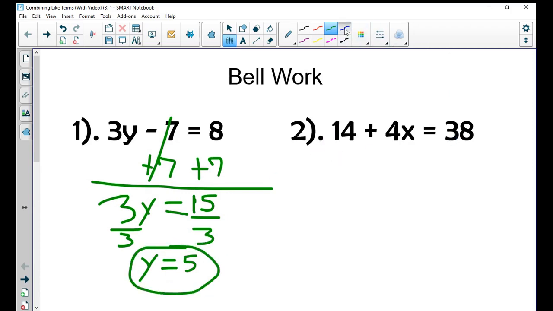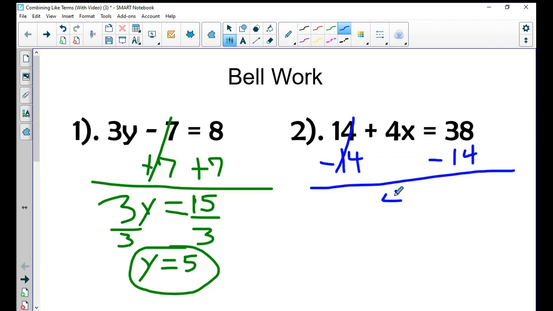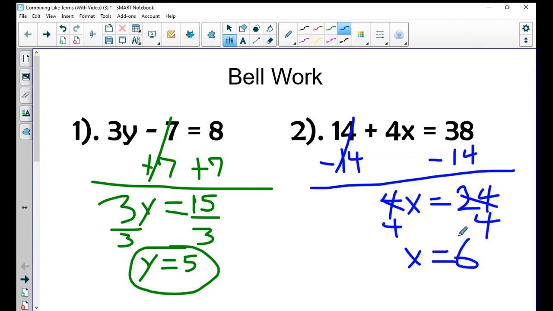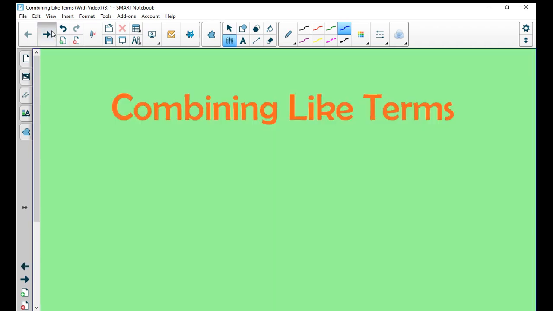On this particular problem, number 2, we have to subtract 14 first because it's the constant, and even though it's in front of the variable term, it still needs to be subtracted off because it's a positive number. So when we subtract that off, we end up with 4x equals 38 minus 14, which is going to give us 24. Divide both sides by 4. And when we do that, we end up with x equals 6. So in problem 2, the answer is x equals 6.